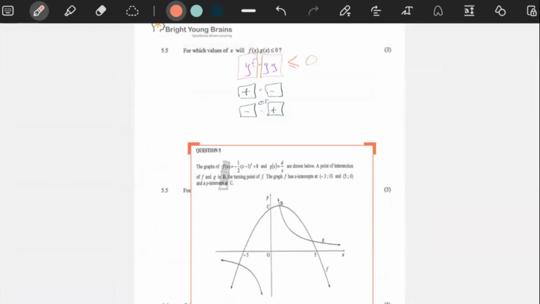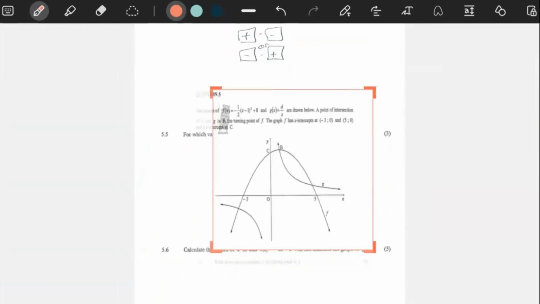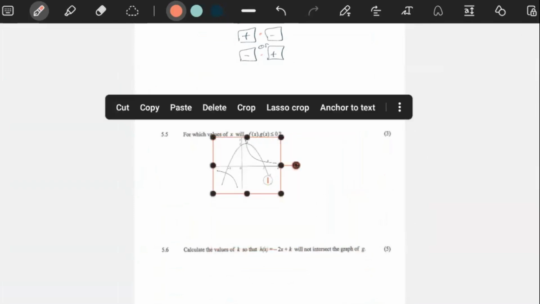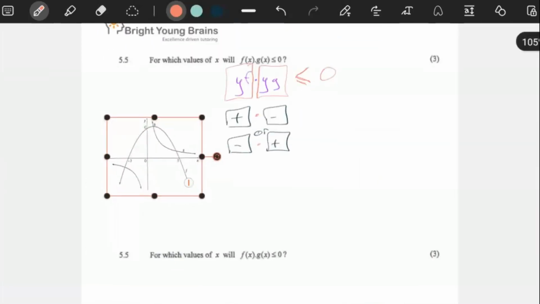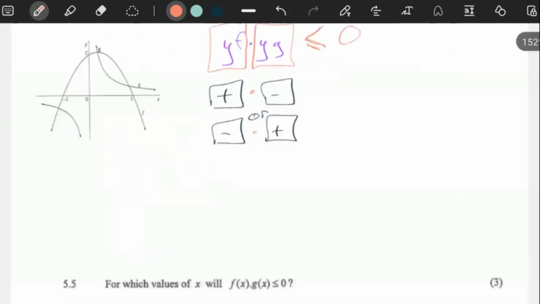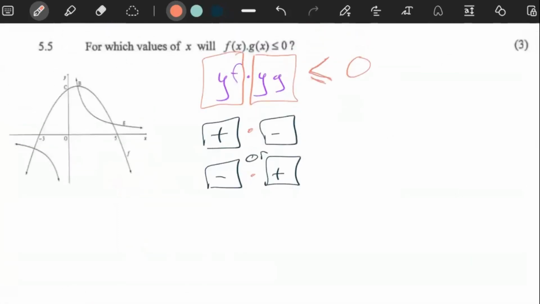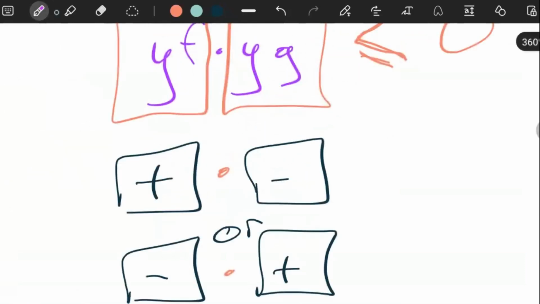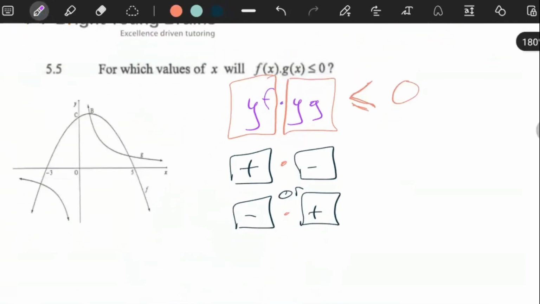But I need to crop this though. I need to make it very, very small. But regardless of the size, I do need to make my point. So if you're looking at these two graphs here, the graph of f and the graph of g, what you want to take note of is the y values of these two graphs. So you want y values where one has positive y values while the other one has negative, and vice versa.